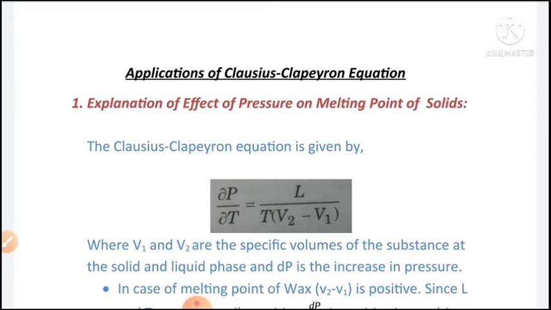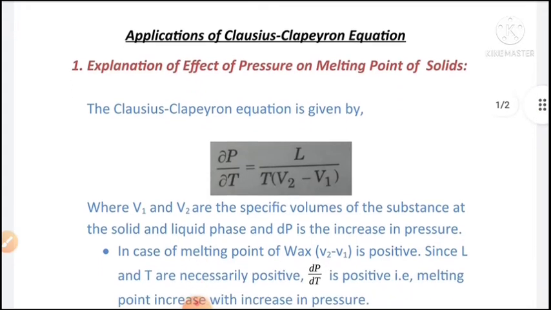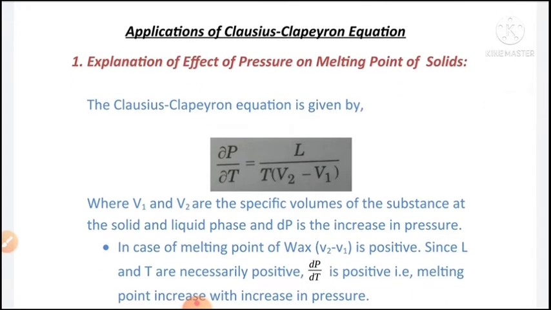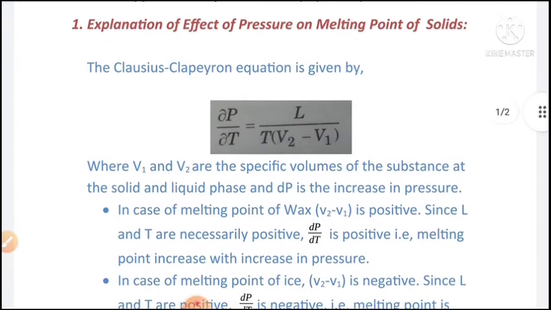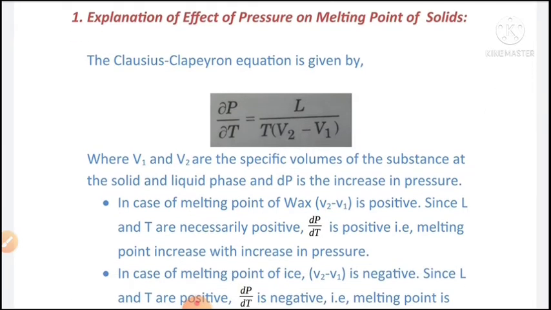Let us see a few applications of the Clausius-Clapeyron equation. First one, explanation of the effect of pressure on the melting point of solids. We know that we just got the Clausius-Clapeyron equation, dP/dT equal to L by T into (V2 minus V1), where V1 and V2 are the specific volumes of the substance in the solid and liquid phase, and dP is the increase in pressure.